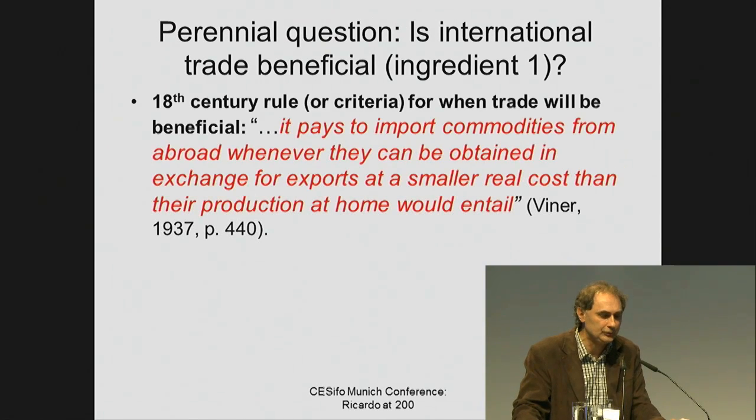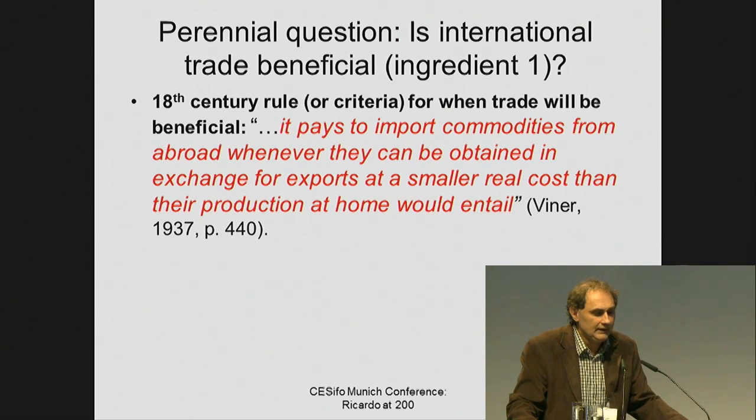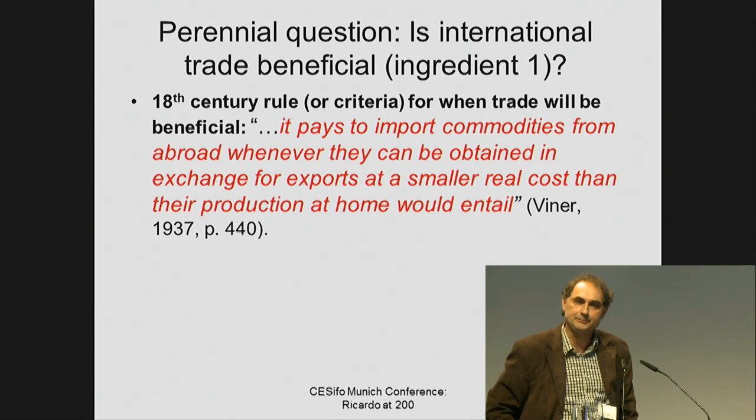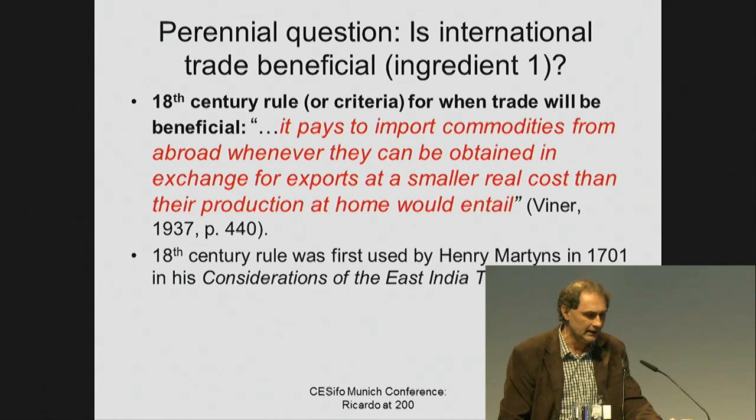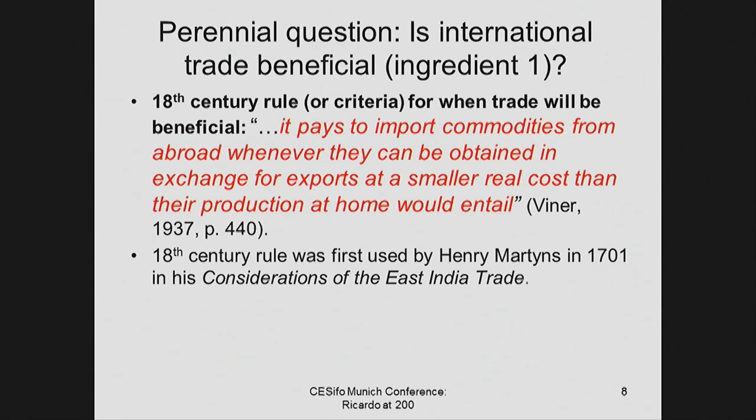First, the perennial question: is international trade beneficial? How did Ricardo think at the time? Ricardo was not the first to think about trade. This was called the 18th century rule, which Jacob Viner expressed in 1937. People before Ricardo, such as Henry Martyn in 1701, asked whether trade with East India was beneficial. In the 18th century, English manufacturing had to compete with East Indian manufacturing. Their criterion was that trade is beneficial if it pays to import commodities from abroad in exchange for exports at a smaller cost than production at home would entail.